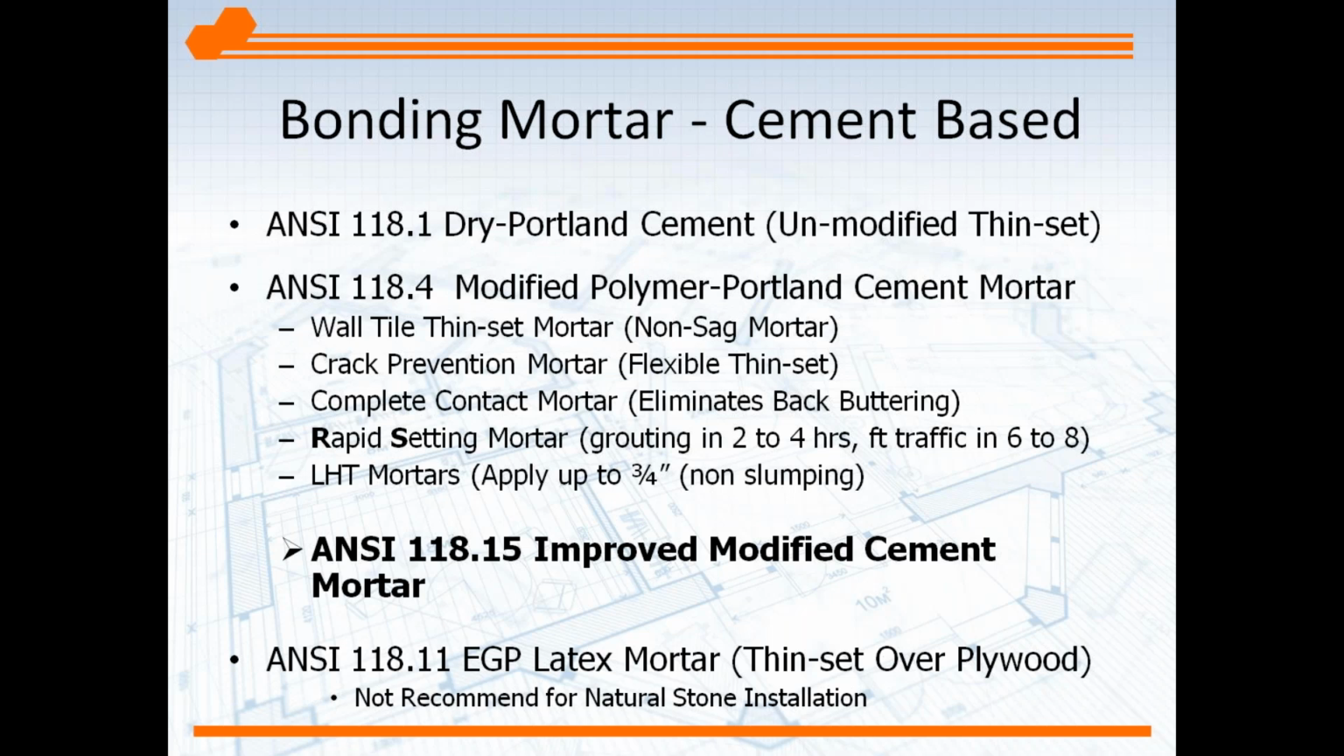So LHT mortar can come in different bond strengths. 118.4 was the standard bond strength. The thing that I get asked about is the shear bond strength on that. And that was 200 PSI shear bond strength, a 118.4 modified mortar. Well, the industry saw a need for a stronger mortar. And the 118.15 standard was created. The shear bond strength on a 118.15 mortar is 400 PSI, double the 118.4 shear bond strength.